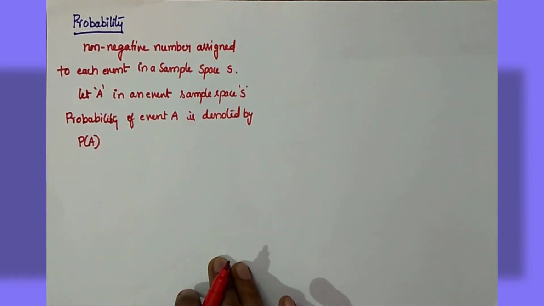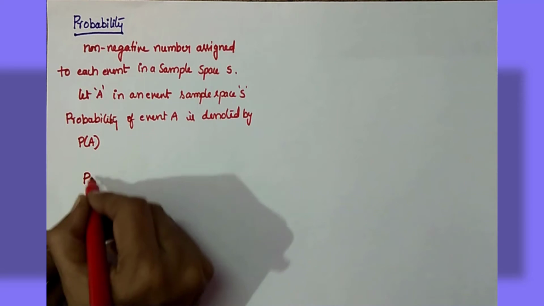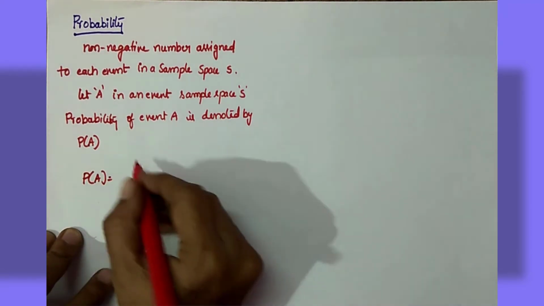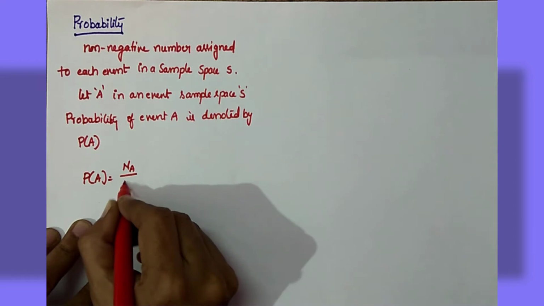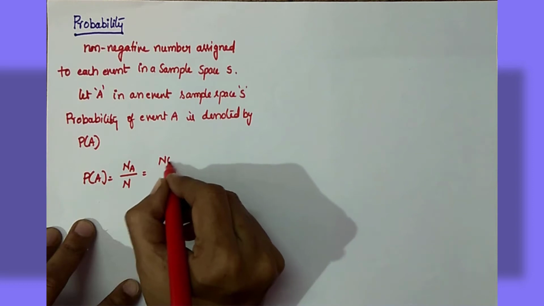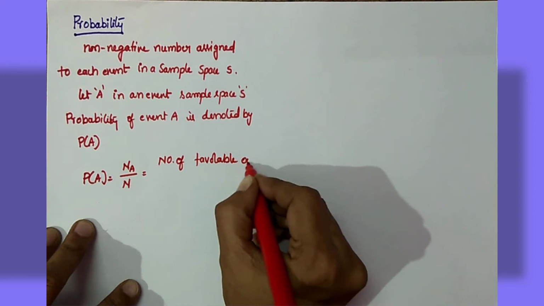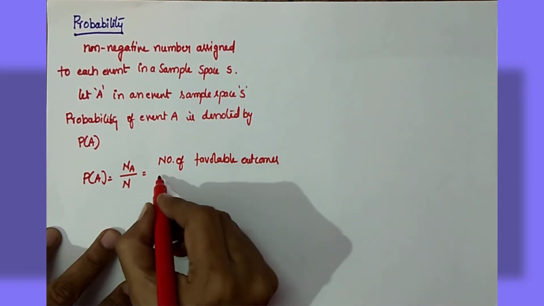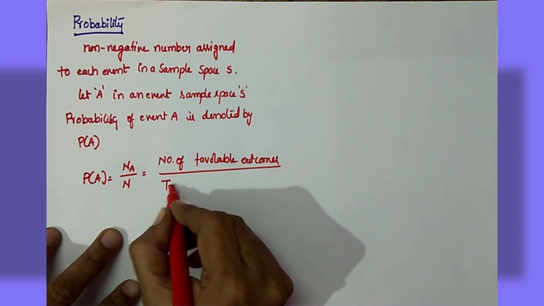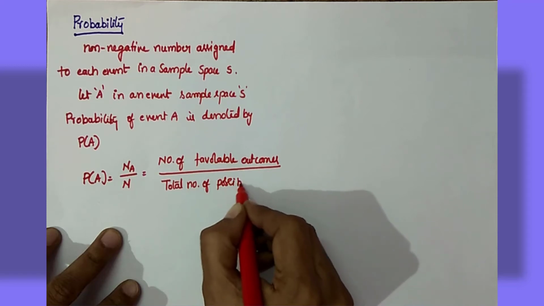Then how to define the probability? The probability of an event A, called P of A, is defined as, see the simple definition, NA by N. What is NA? Number of favorable outcomes by total number of possible outcomes.